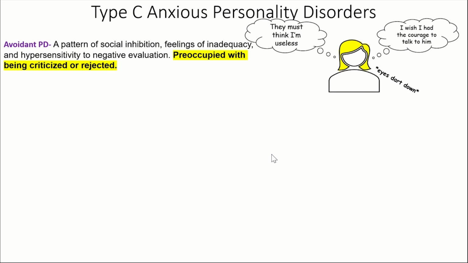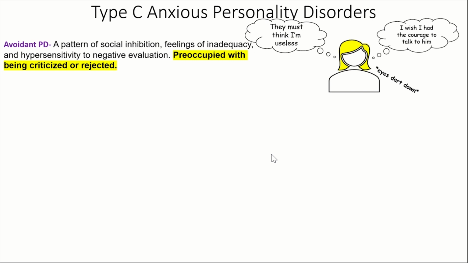Now let me make this clear. Remember, these thoughts have to cause significant impairment. If you have an avoidant PD, it's not like you get a little anxious before talking to a group. No, your mind is running a mile a minute. You usually produce little or no information because you are paralyzed with fear again and again and again.